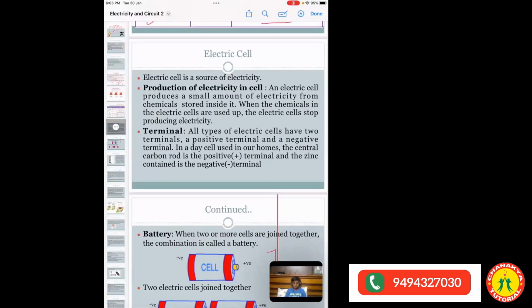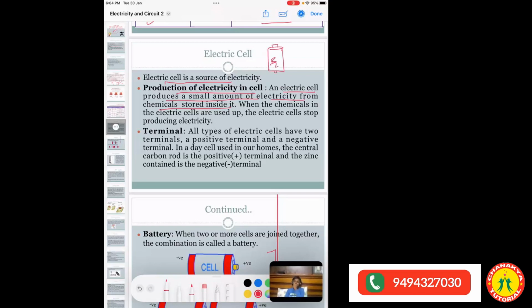Different types of cells are there depending on the requirement, depending on the appliances we are talking about. An electric cell is a source of electricity. Production of electricity in a cell: an electric cell produces a small amount of electricity from chemicals stored in it. Now, if I talk about this cell, what will it have inside? Inside the cell will be the chemical stored in it.